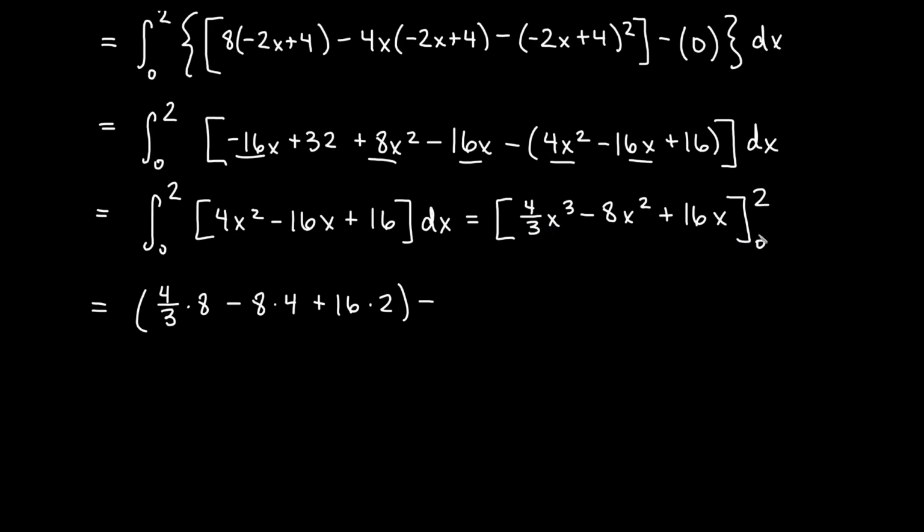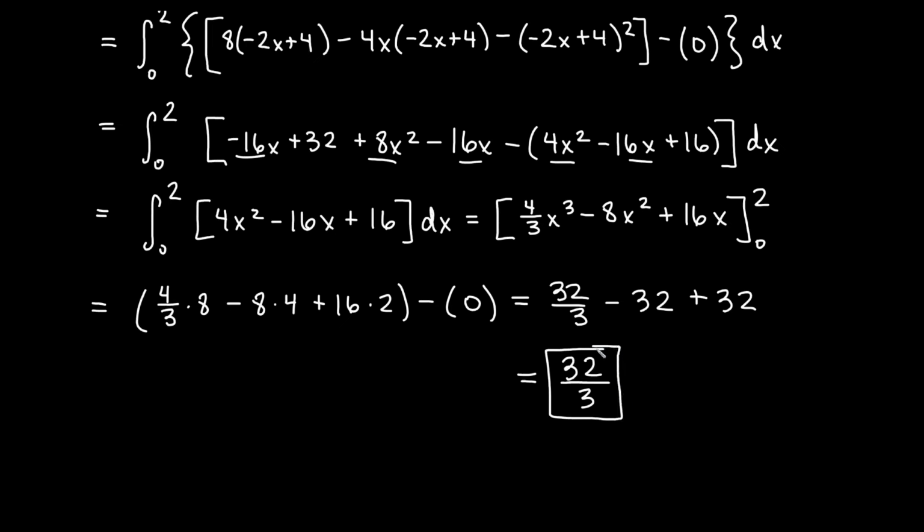And there's an x in every term here, so all of those will just be 0. And so we'll get 32 over 3 minus 32 plus 32. So I think we can see that's going to give us 32/3, right? 32 over 3 for this volume.